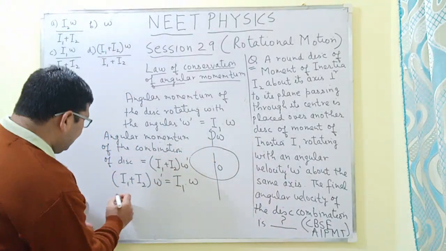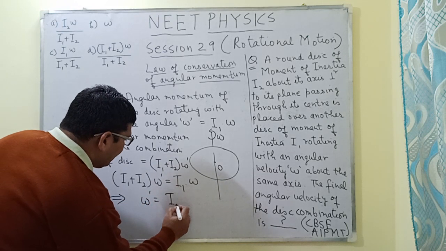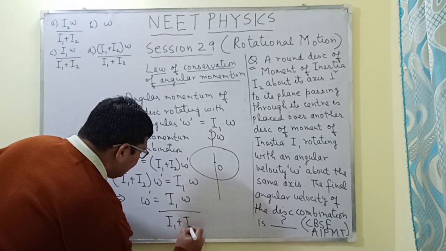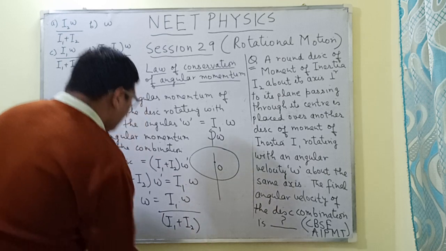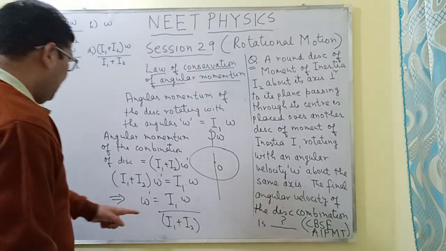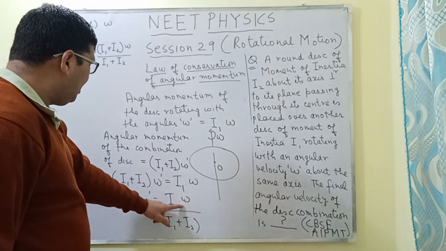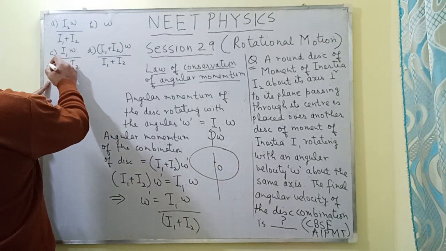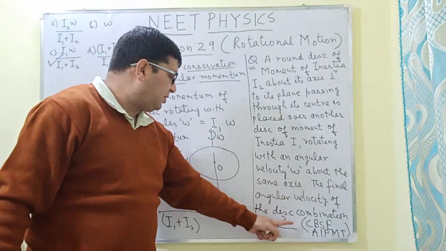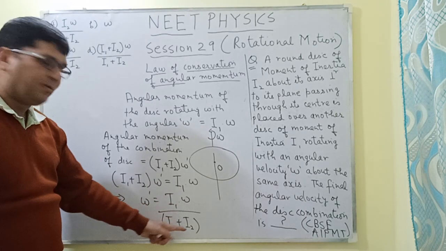So we can say that omega dash will be equal to I1 omega divided by I1 plus I2. The correct option here is C, and the final angular velocity of the combination of these disks will be equal to I1 into omega divided by I1 plus I2.